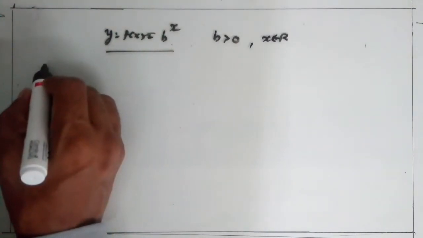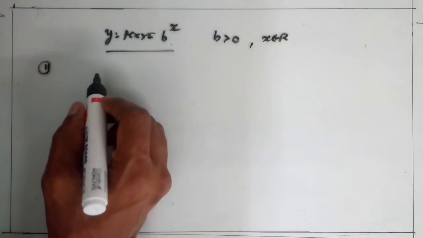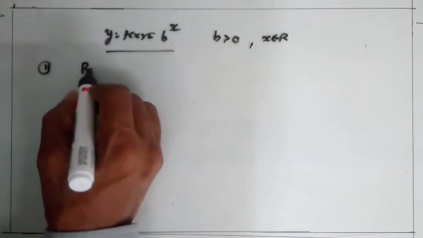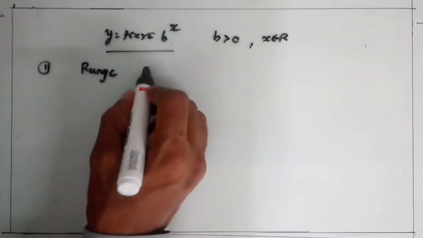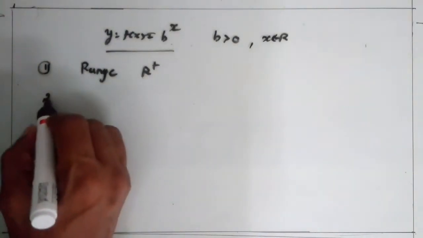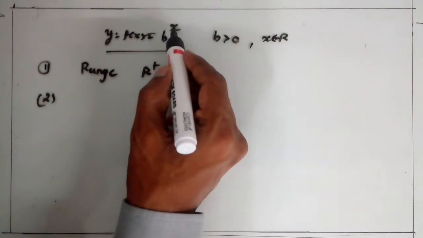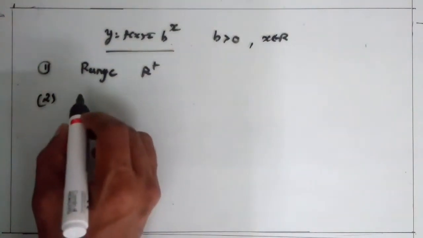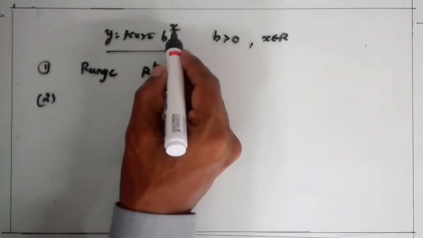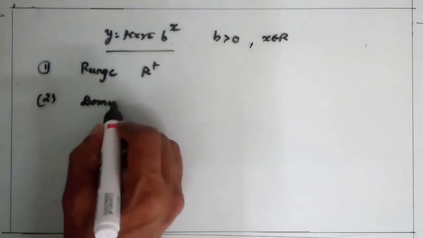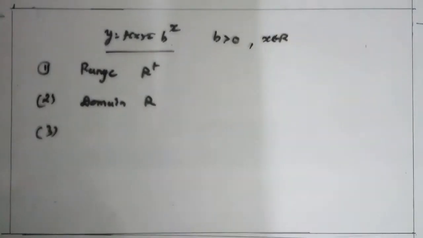Now here are the properties of the exponential function. First, the range of the exponential function is R+, the set of all positive real numbers, because x is any real number and b is greater than 0, so b^x is always positive. And the domain of this function: here x belongs to R, so the domain of this function is R.